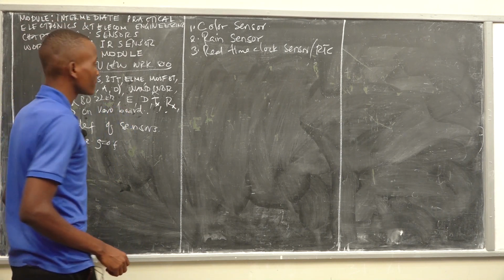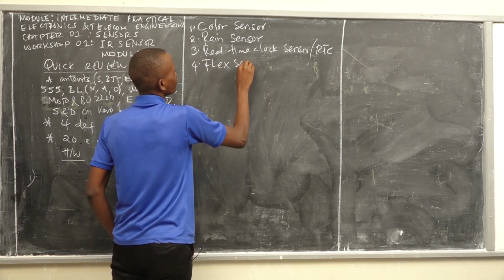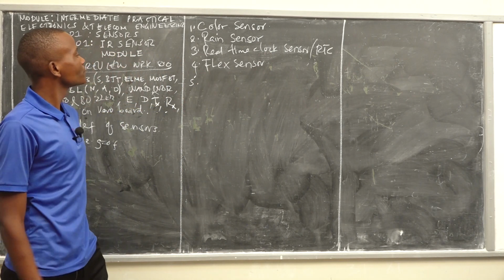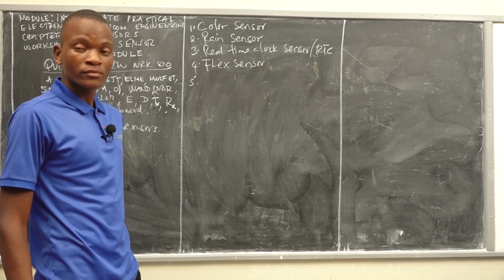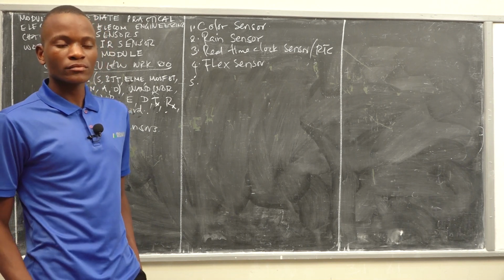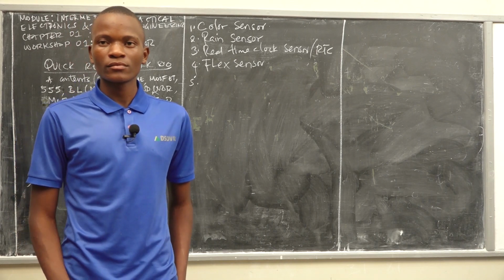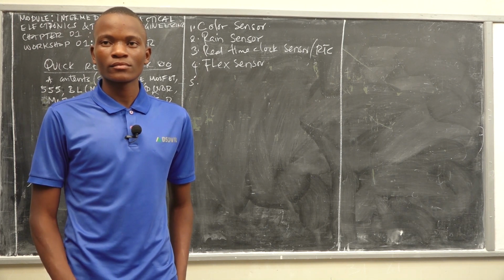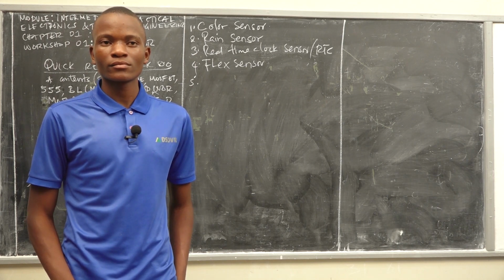Next one is the flexi sensor. Say flexi sensor. Say real-time clock. So the function of the flexi sensor is this: whenever the sensor is sensing bending, it gives an output. A flexi sensor is used mostly when designing for disabled people, for example, those people who communicate by using sign language.